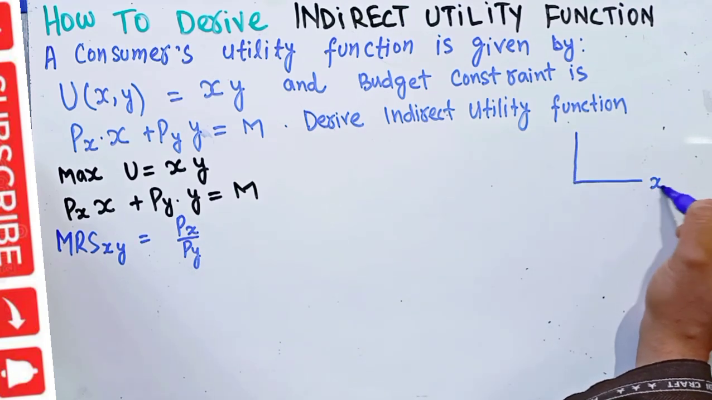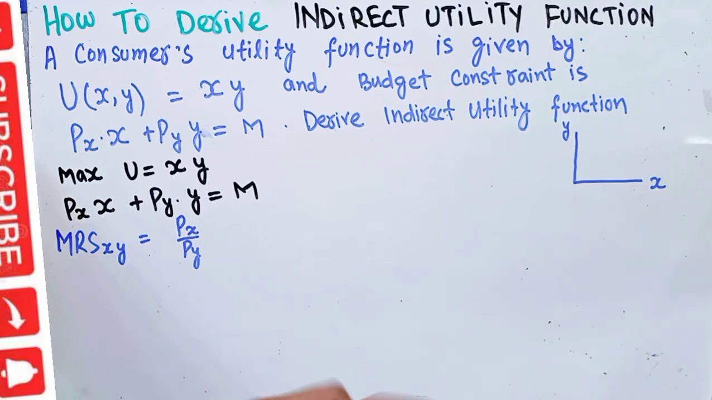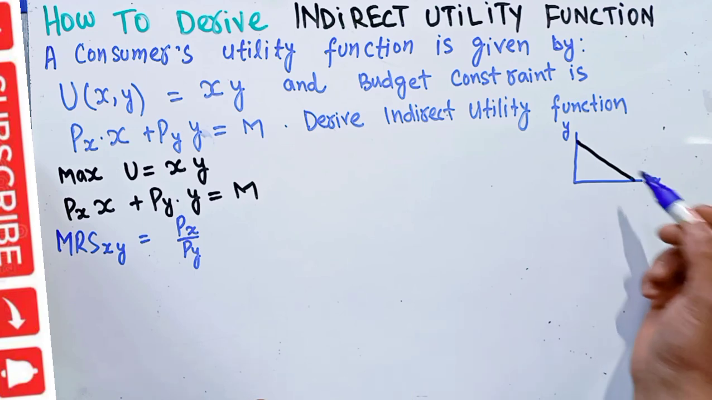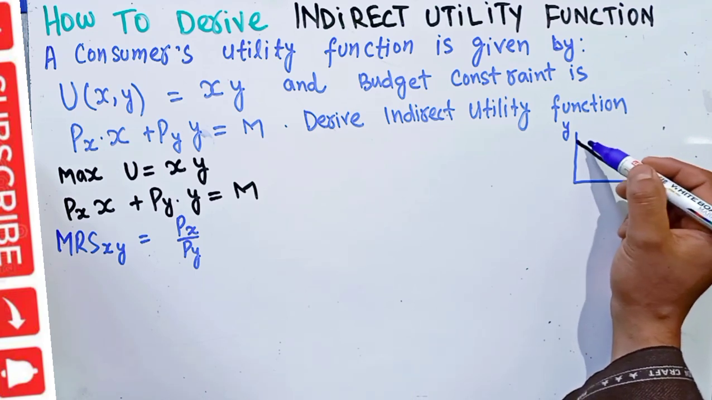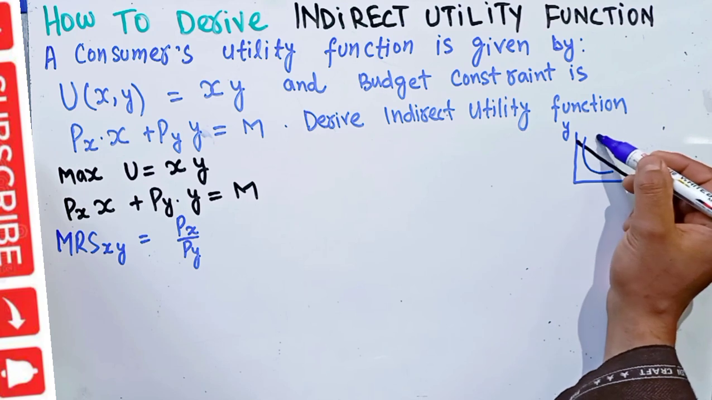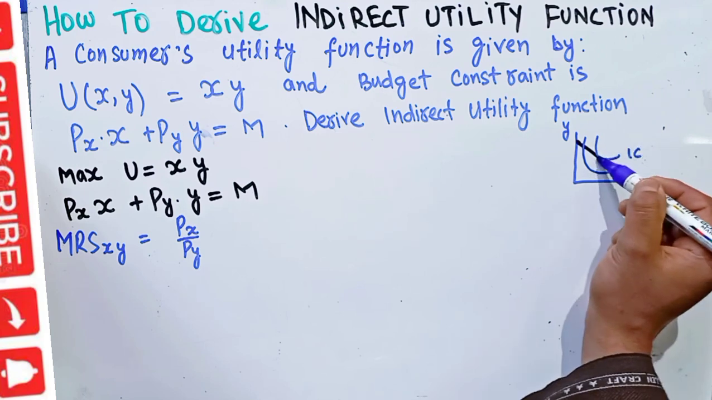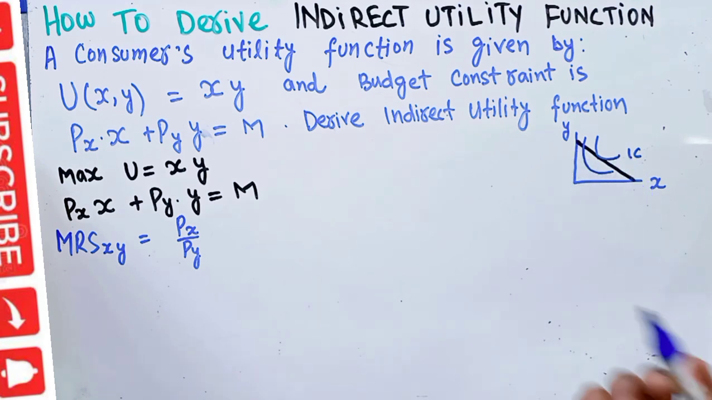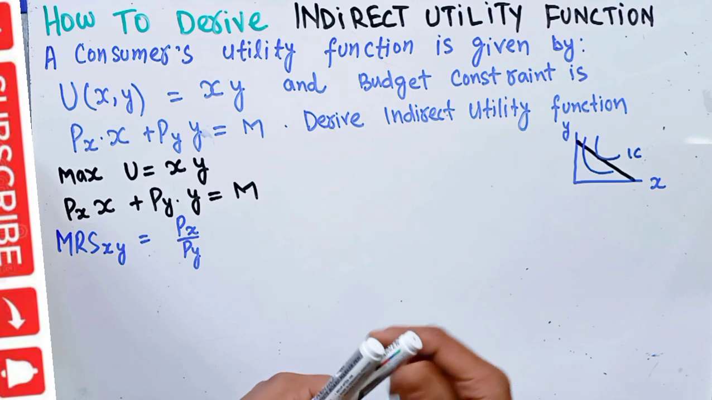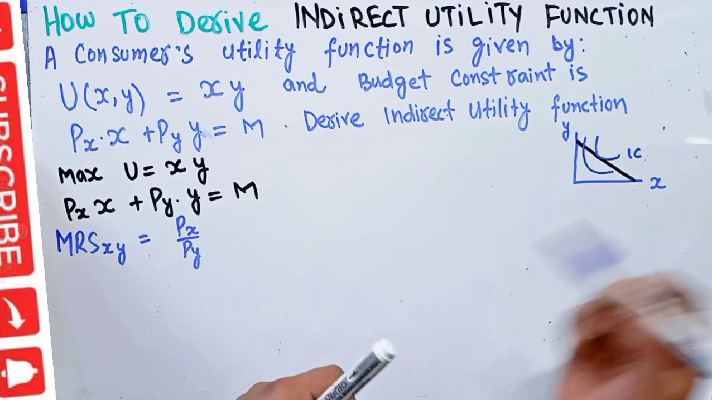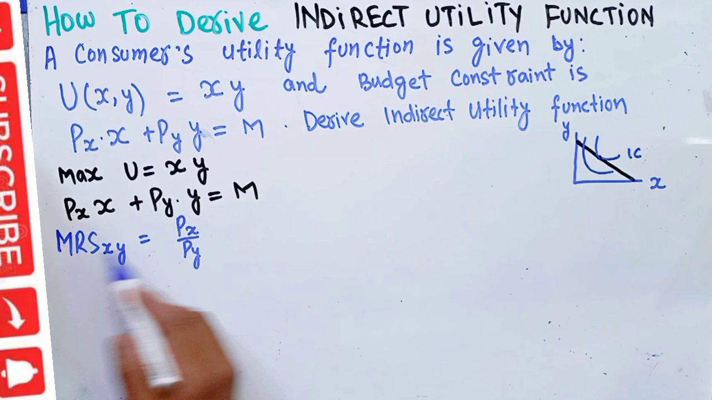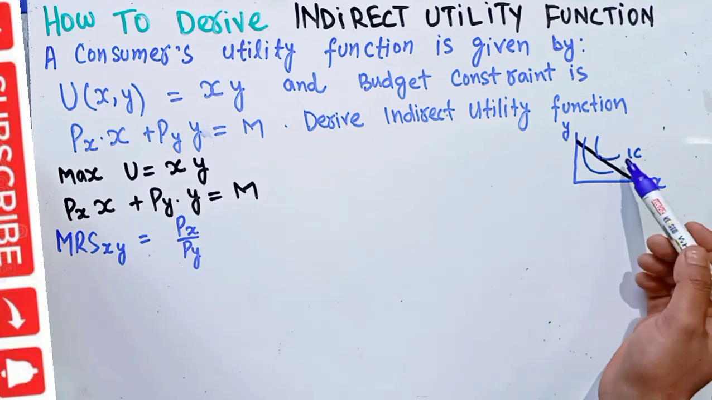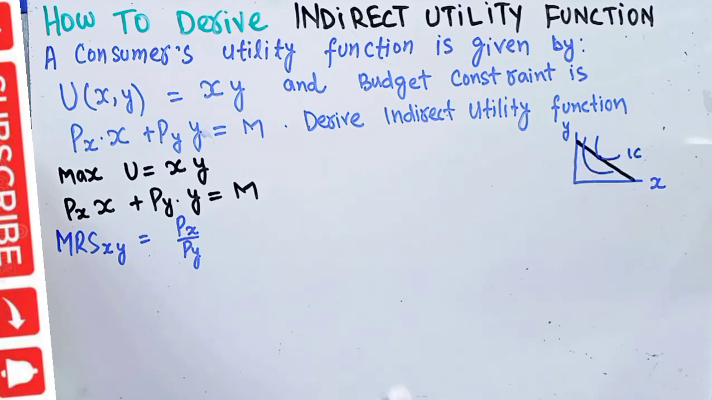If this is x and here we have y, given the budget constraint, the consumer will try to reach the highest possible indifference curve, and the consumer's utility will be maximized when the indifference curve is tangent to the budget line. It occurs at a point where the indifference curve and the budget line are tangent to each other. So MRS equal to price of x upon price of y simply means it is a point where the indifference curve and budget constraint are tangent to each other.